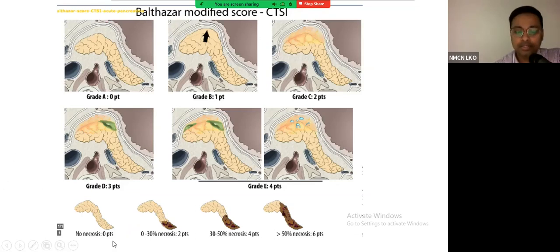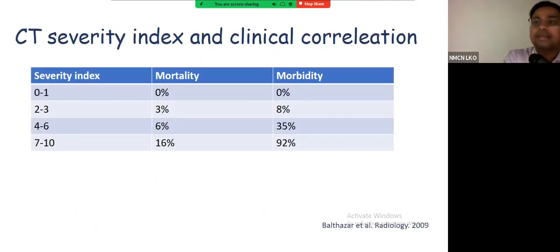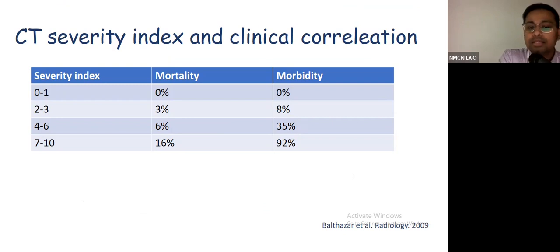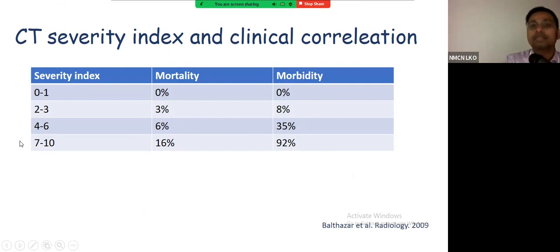And for the necrosis, no necrosis is 0 points, 2 points is given for up to 30% of necrosis, 30 to 50% is 4 points, and more than 50% necrosis is 6 points. So if the severity index is 0 to 1, there is usually 0 mortality and morbidity. If the severity score is 2 to 3, there is 8% morbidity and 3% mortality. If the score is more than 6, then the mortality rises up to 16%.